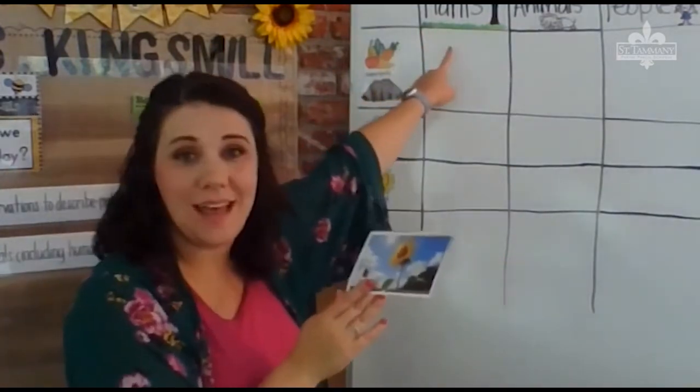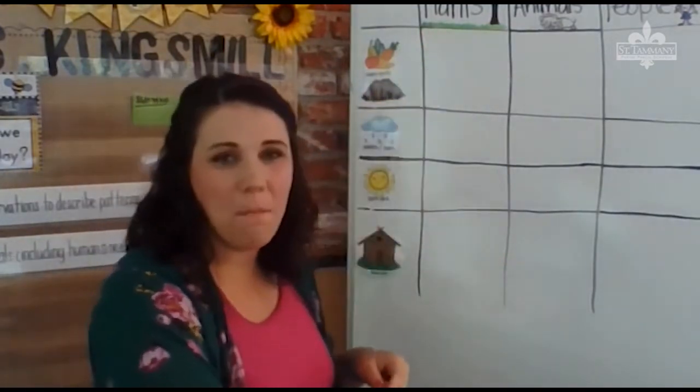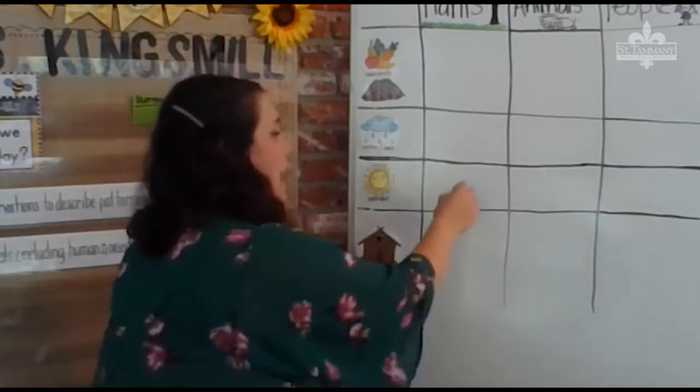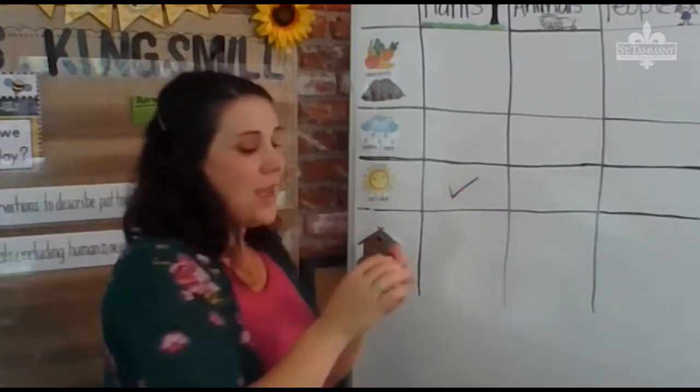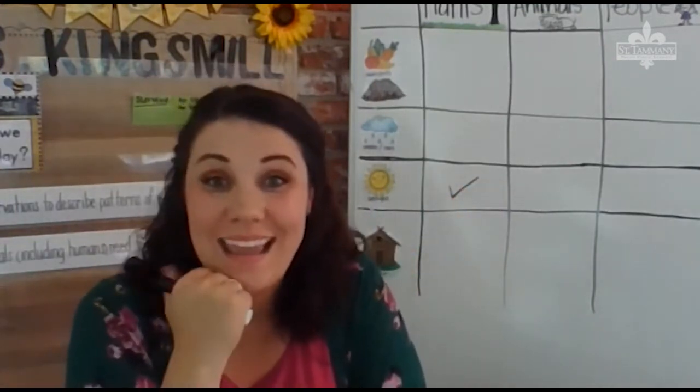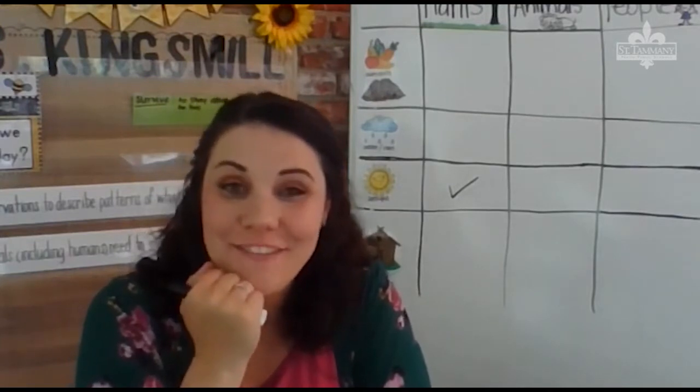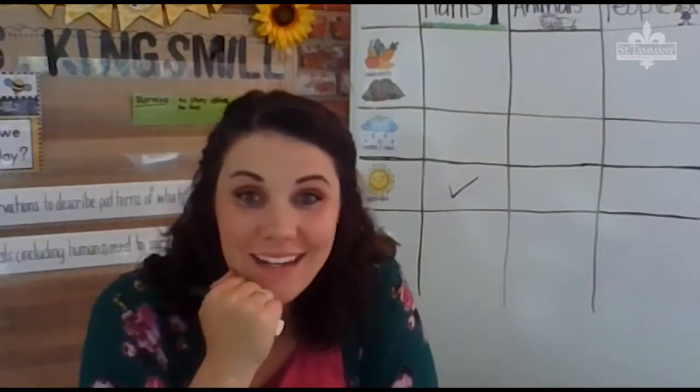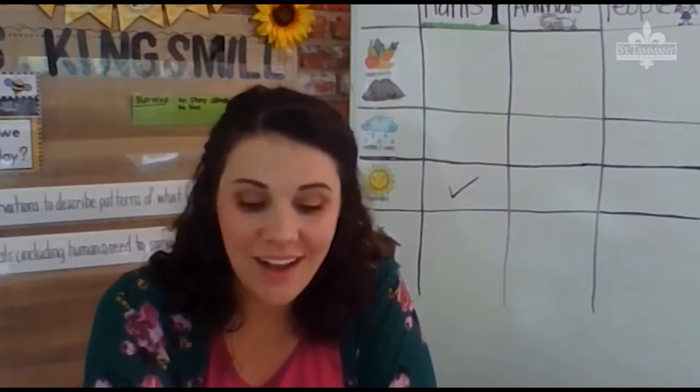All right, so we know that a sunflower is a type of plant. So we're going to go to our plants column and we're going to mark next to sunlight because we know that all plants need sunlight in order to grow and to live. Are you ready to look at another picture? All right.